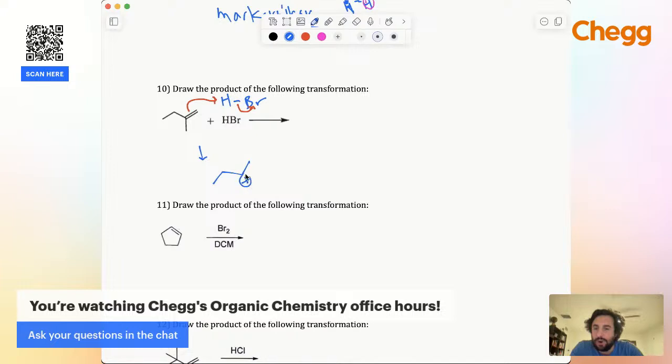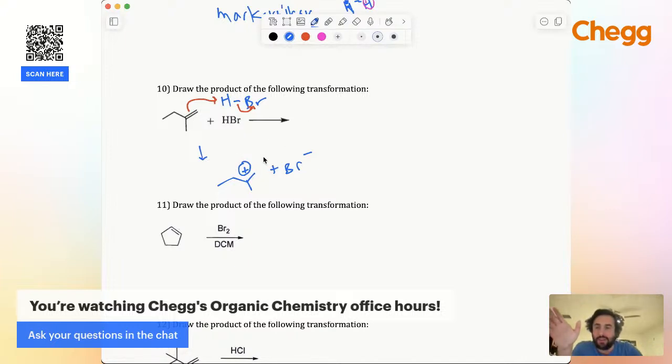this secondary carbocation and then the bromide ion, right? Oops, sorry, I lost a carbon. Let's make sure we get that carbon on there. So we have a tertiary carbocation, and so that's what's driving the regiochemistry, right?